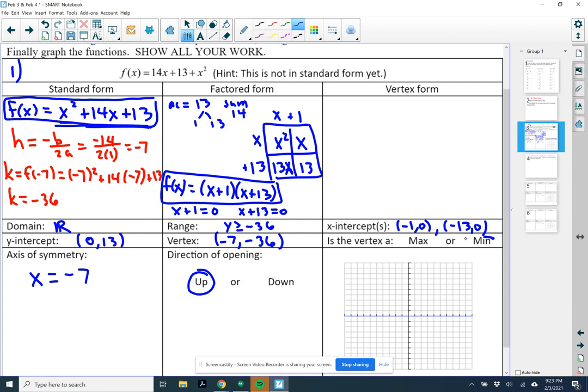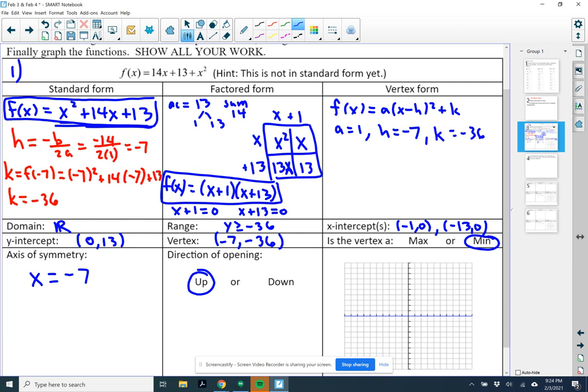My vertex is a minimum because the parabola opens upward. And I have to have vertex form. Well, remember, the vertex form is just f of x equals a times x minus h squared plus k. I need the a, the h, and the k. I've got them already. Let's write down what they are. A is 1. H is negative 7. We found it over here, right? K is negative 36.